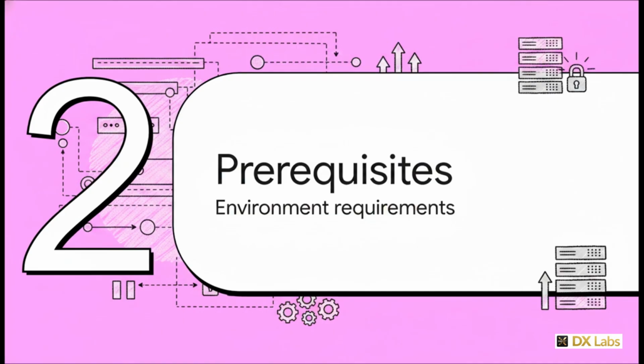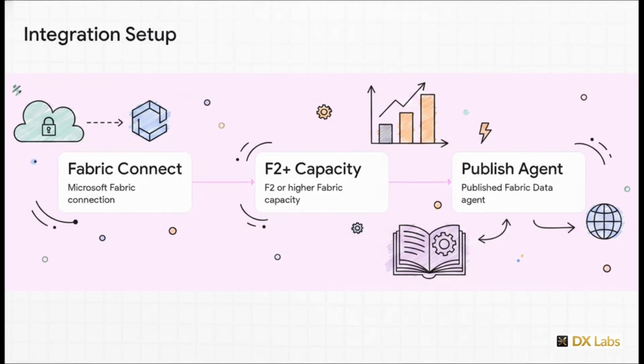Let's look at what you need before you start. Here are the baseline environment requirements. 1. Microsoft Fabric connection. 2. F2 or higher Fabric capacity. And 3. Published Fabric data agent. The architectural reasoning here is all about operational stability. First, you absolutely need that Microsoft Fabric connection in your Power Platform environment to securely authenticate Copilot Studio. If it doesn't exist, you'll actually be prompted to create one during setup.